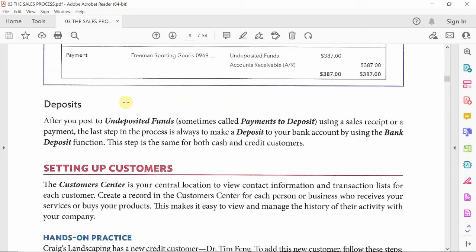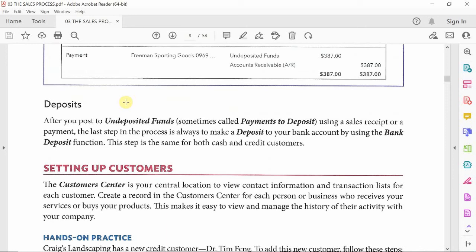You do need to physically take it to the bank and deposit it. So when we actually record our sales and that we received, whether it's a check or cash, what do we do with it? It becomes collected under an undeposited funds account.